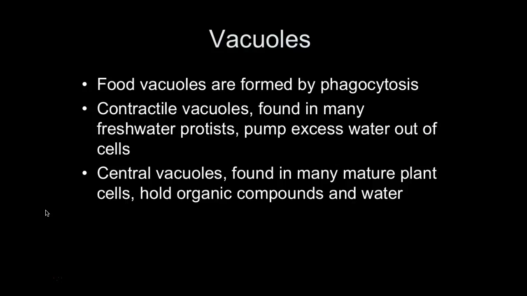Vacuoles themselves can be food vacuoles that are formed via phagocytosis. Phagocytosis is something that we will look at a little bit later. It's cellular eating. You also have contractile vacuoles that we'll look at. These are found in many freshwater protists. They're going to pump excess water out of the cell. And then in plants, you have the central vacuole, which is going to hold organic compounds and water itself.